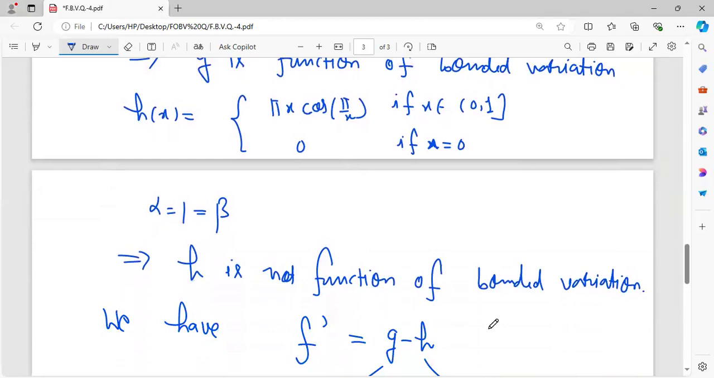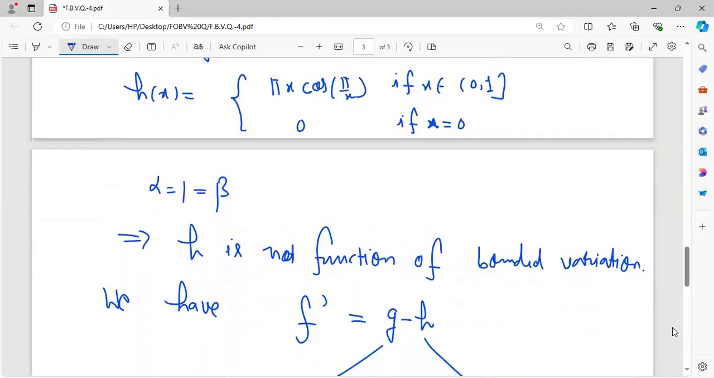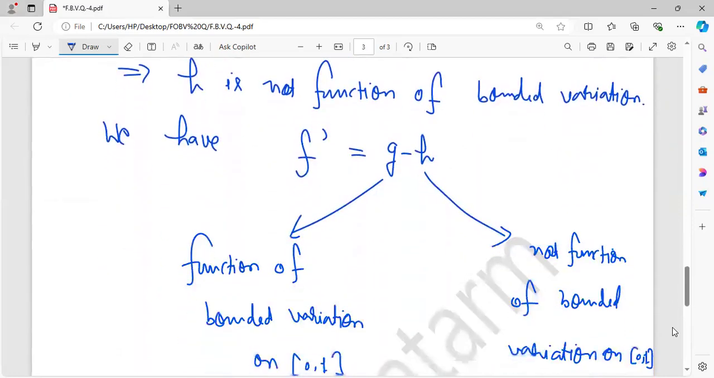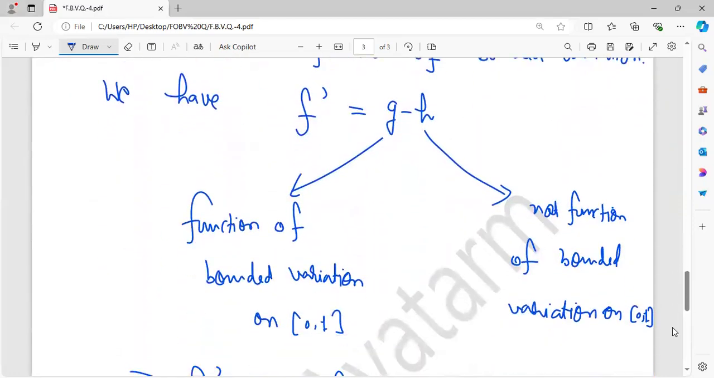And we have f dash is nothing but the difference of g and h. It means f dash is g minus h. And g is a function of bounded variation, and h is not a function of bounded variation on the closed interval [0, 1]. So f dash cannot be a function of bounded variation, because if f dash is a function of bounded variation, I will take g to the left hand side, then minus h will also be a function of bounded variation. Multiplying minus h by minus 1, it will be h.